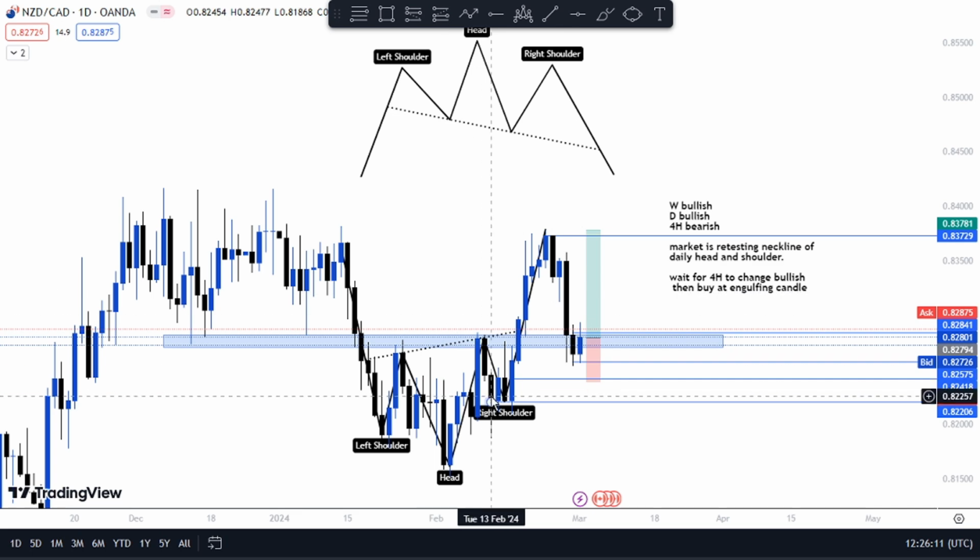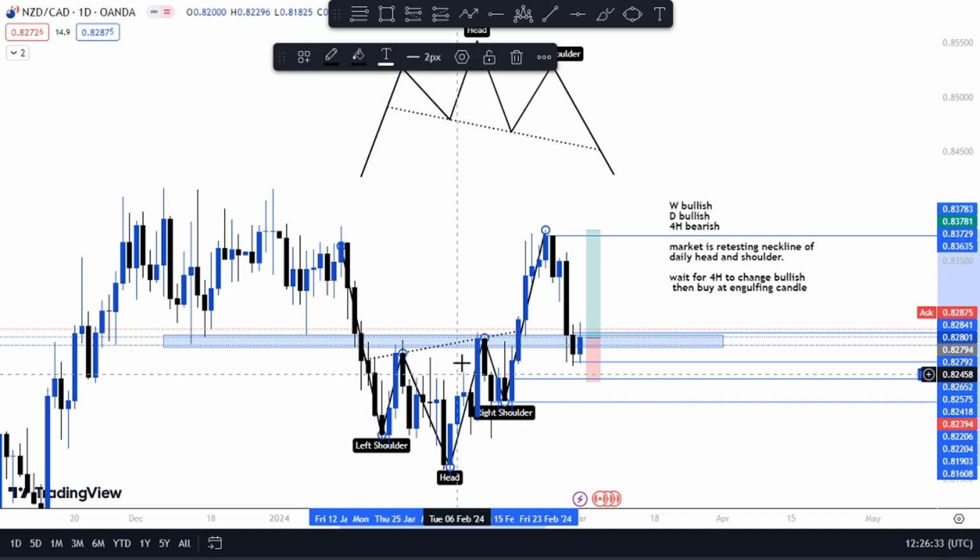Remember, we are still on the daily time frame. We've spotted this on the daily time frame. You can spot a head and shoulder pattern on any time frame, but the higher the time frame, the higher the odds, the probability that the market will go in your direction. The higher the probability that it will work.